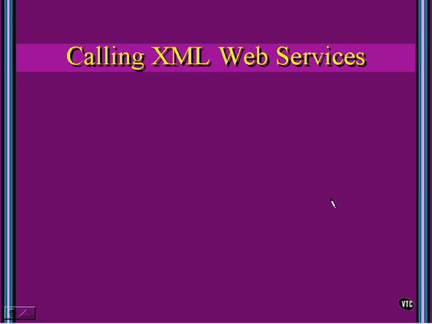Now let's take a look at calling web services. To call an XML web service, we're going to use the HTTP protocol, and then we're going to show you an example of doing it that way. And then I'm going to use proxies, and I want to explain proxies.